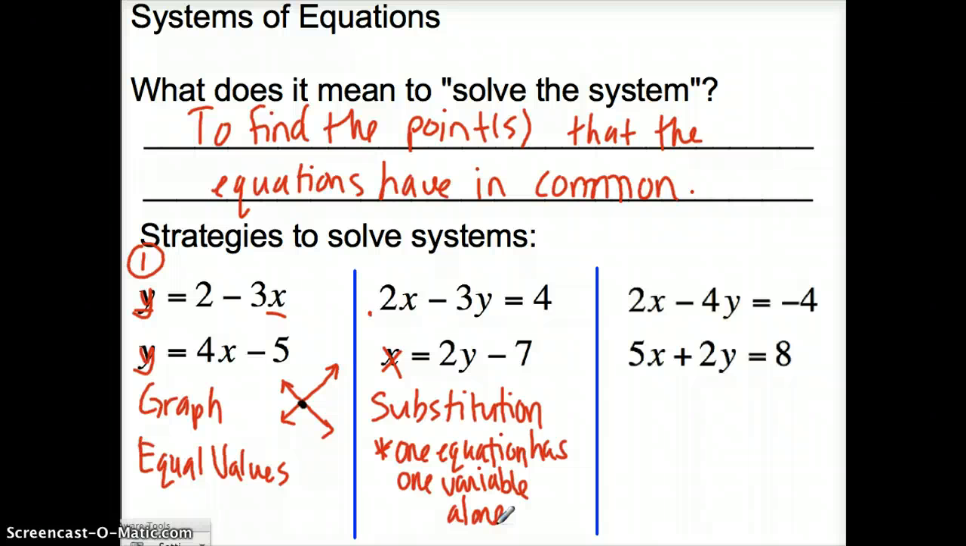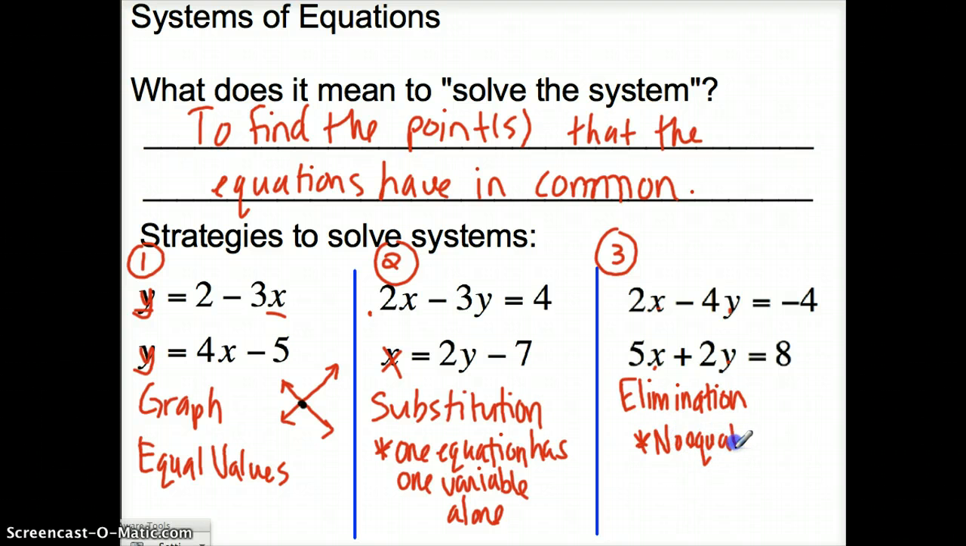The third example, so that was example 2, is even more tricky because now we don't have x or y alone. Notice all your variables are mixed within your equation. We could solve them for x or y and use equal values or substitution, but a quicker way is going to be using what we call elimination. This is going to be when no equations have a variable alone. So if no equations have a variable alone, elimination is our option here.